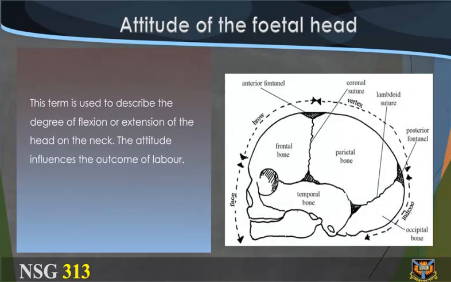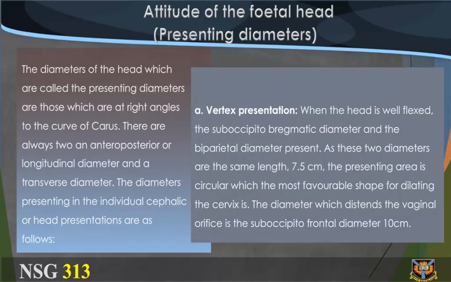Attitude of the fetal head. This term is used to describe the degree of flexion or extension of the head on the neck. The attitude influences the outcome of labor. Presenting diameters. The diameters of the head which are called the presenting diameters are those which are at right angles to the curve of Carus.